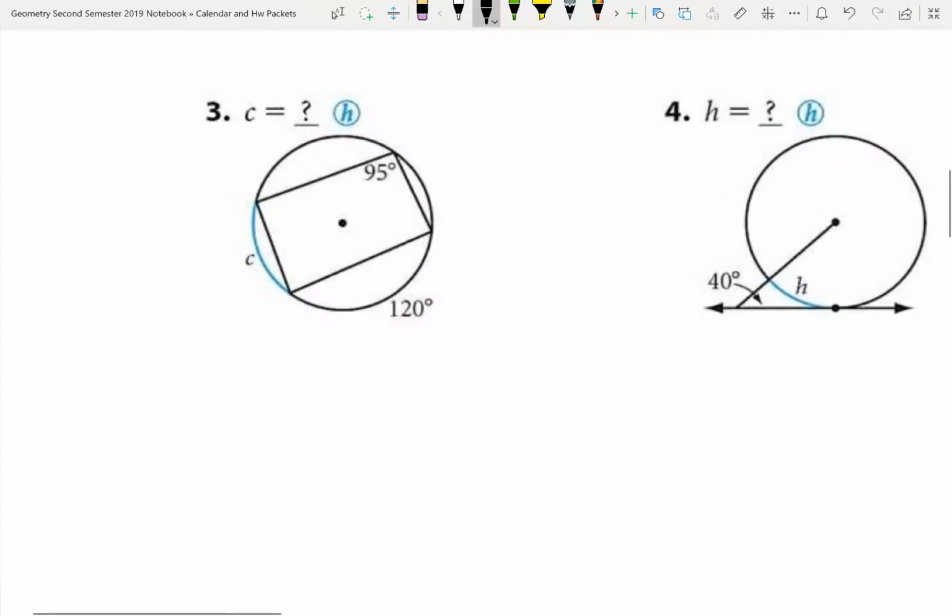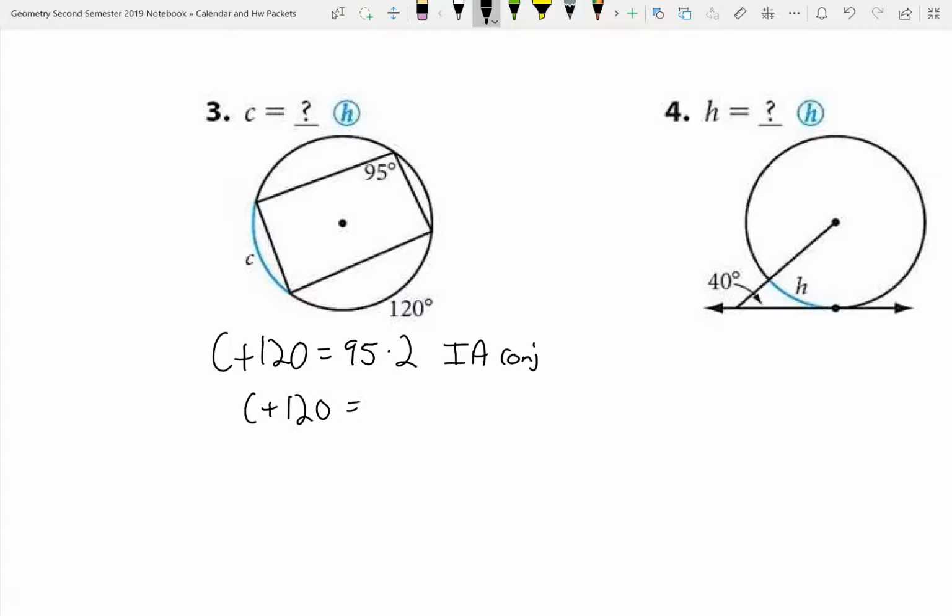Okay. So in number 3, what are we going to get? Well, we can see that C plus 120 equals 95 times 2 because of the IA conjecture. It says that the measure of the inscribed angle is half the measure of the intercepted arc, or twice the inscribed angle equals the intercepted arc. So that means C plus 120 equals 190, which means C would be 70. And you're done.